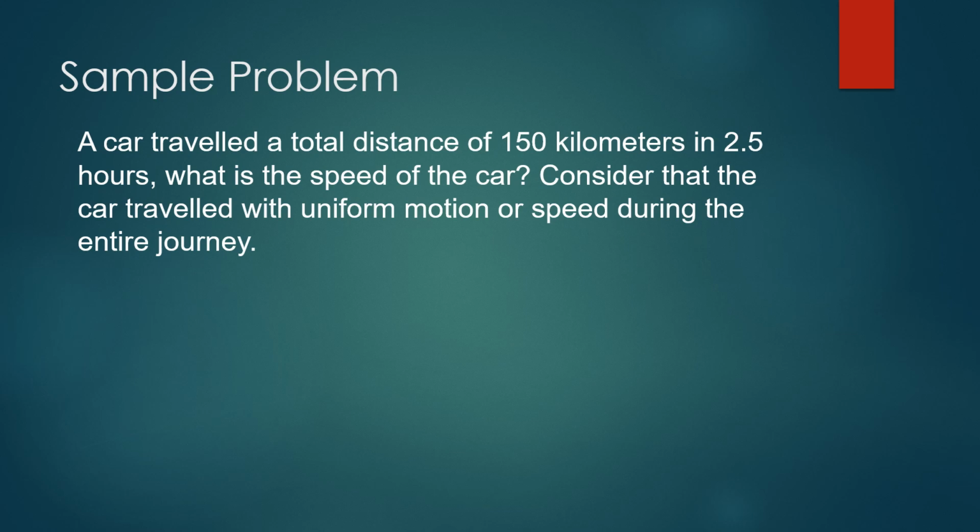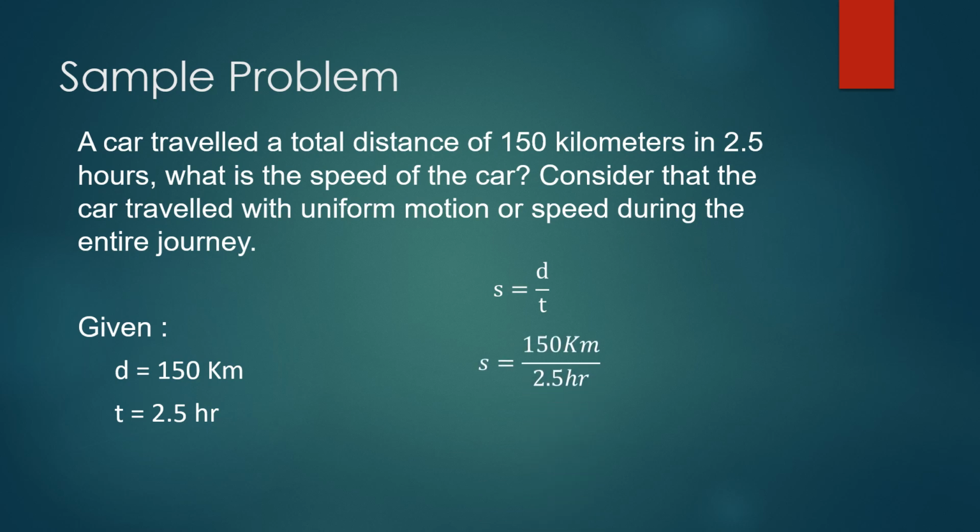So we were given the distance and the time of the car as it traveled for 2.5 hours with a distance of 150 kilometers. The formula for speed is distance over time. So all we have to do is simply substitute the values of d and t to our given formula for speed. So this will become s is equal to 150 kilometers divided by 2.5 hours. So we will have speed is equal to 60 kilometers per hour or 60 kph.